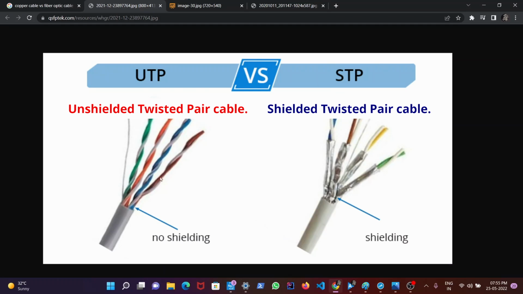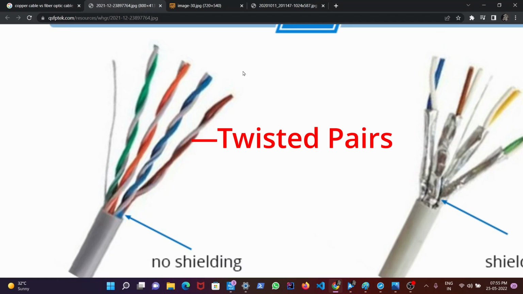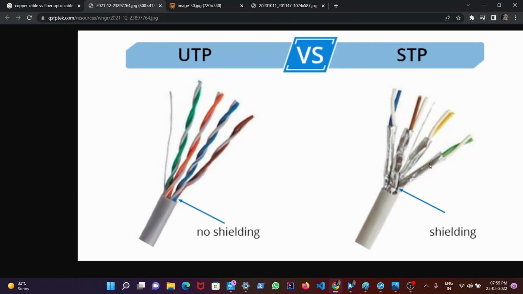Now these are two types of different cables. What is the difference between them? You might be seeing here why this is called twisted pair, because there are 4 twisted pairs here. There are also 4 twisted pairs here, but this one is shielded. Some type of foil paper kind of thing is wrapped over it. So why do we shield it?